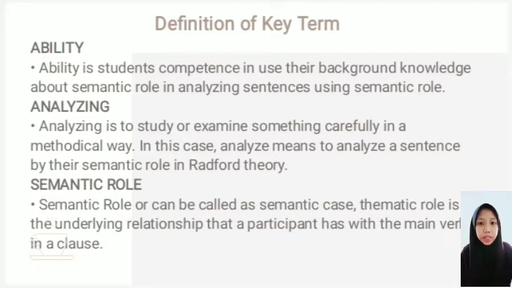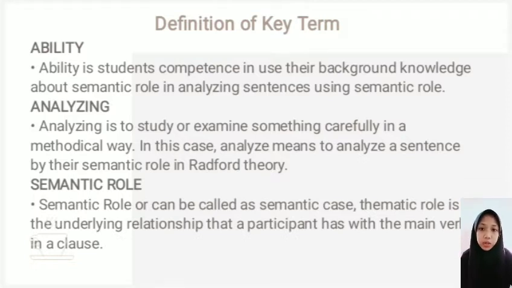Yang pertama yaitu ability. Ability is student competent in use their background knowledge about semantic role in analyzing sentence using semantic role. For second, analyzing. Analyzing is to study or examine something carefully in a methodical way. In this case, analyze means to analyze a sentence by their semantic role in Radford theory.